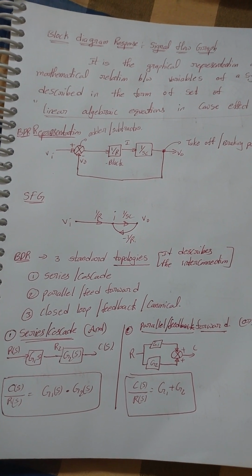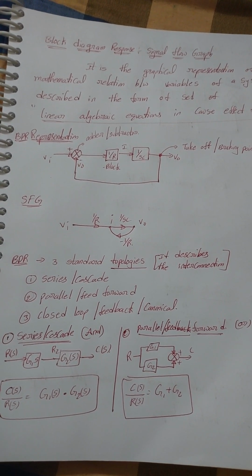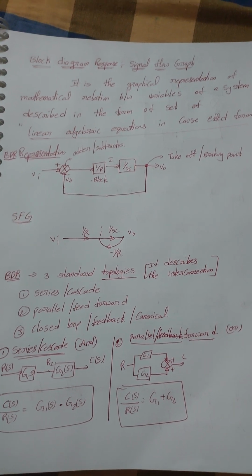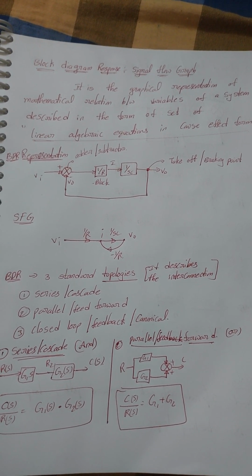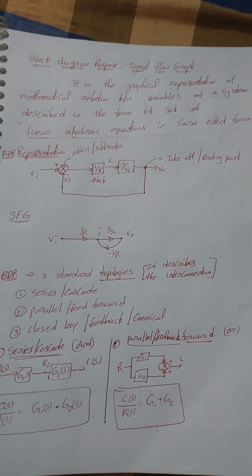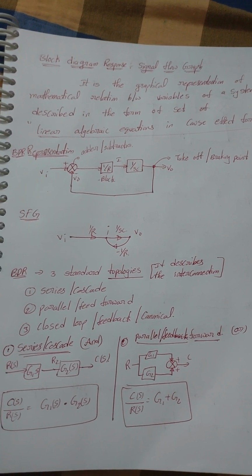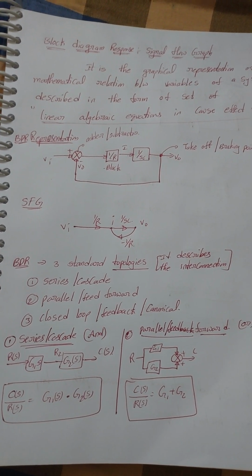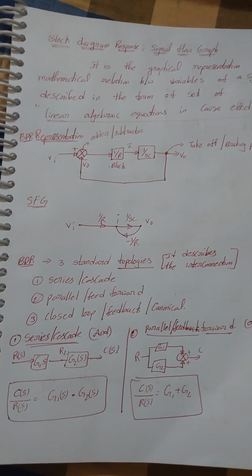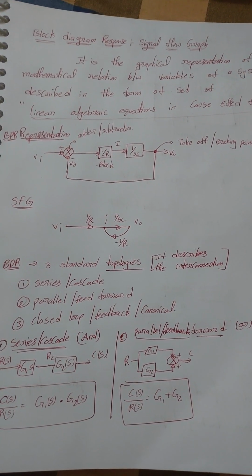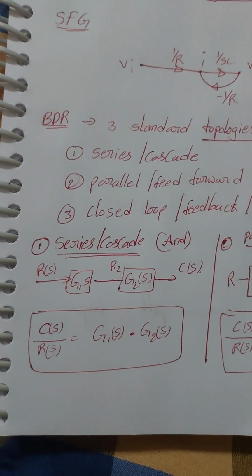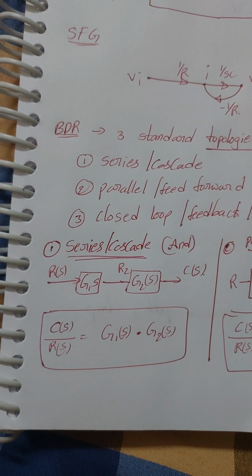Block diagram representation has 3 standard topologies. What is meant by topologies? It describes the interconnection. First one is series or cascade, second one is parallel or feed forward, third one is closed loop or feedback or canonical. First we see series or cascade.